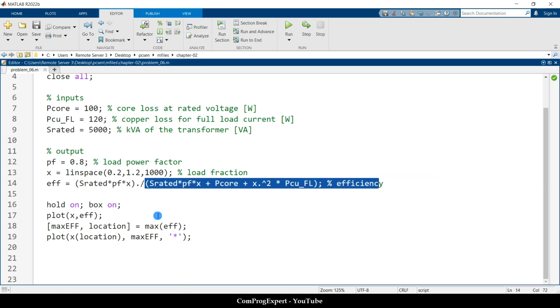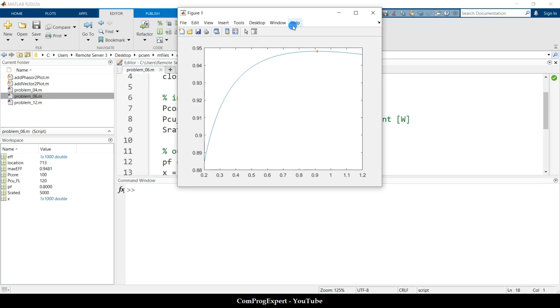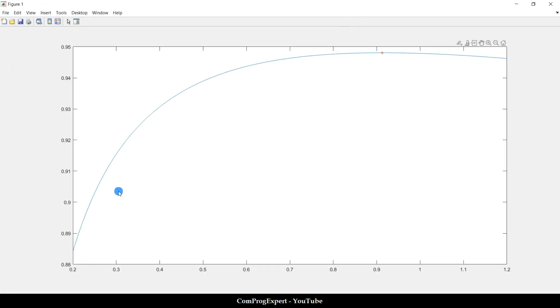So here we plot the efficiency versus the fraction, and using this command I find the location where we get the maximum efficiency. So let's run the code. Here you can see the efficiency versus the load fraction.